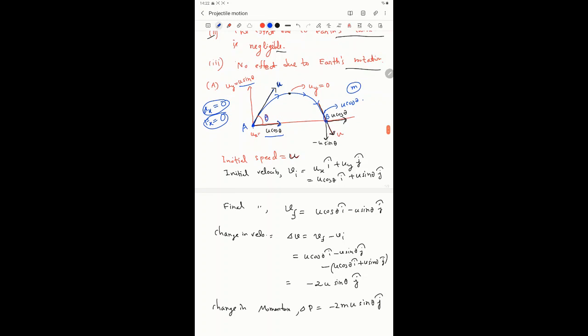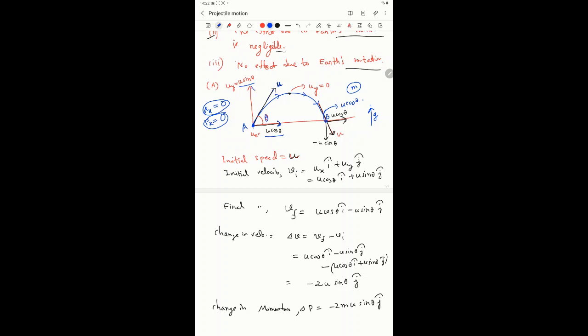But in the y direction, the acceleration of the particle will be due to gravity, g. The acceleration due to gravity will act on the particle in the y direction. So in the y direction, the velocity of the particle will change.